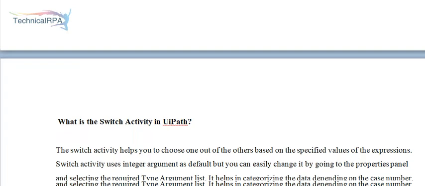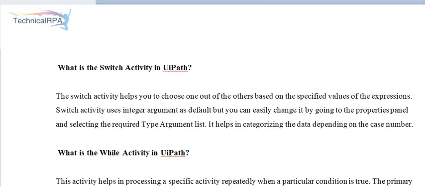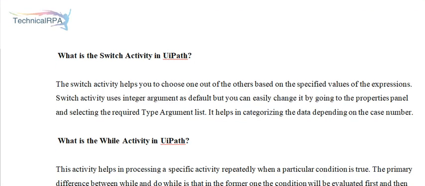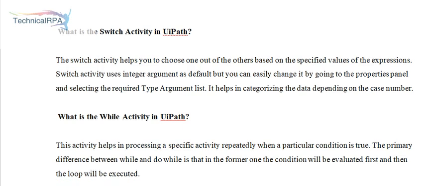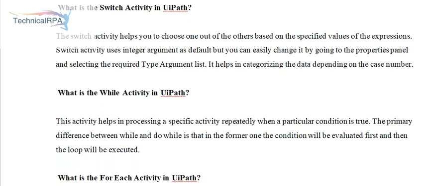What is the switch activity in UiPath? The switch activity helps you to choose one out of the others based on the specified values of the expressions. Switch activity uses integer argument as default, but you can easily change it by going to the Properties panel and selecting the required type argument list. It helps in categorizing the data depending on the case number.